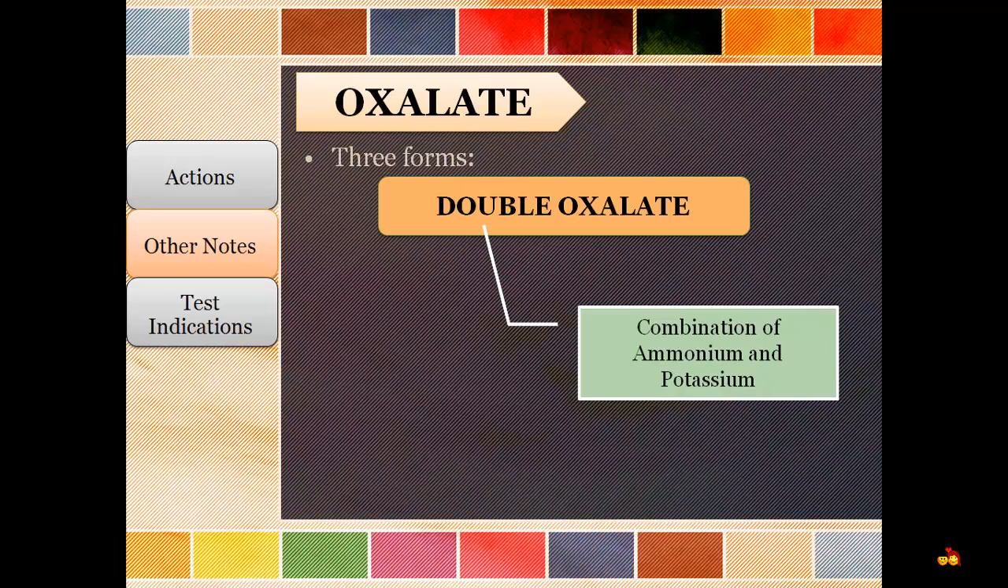oxalate. So, the double oxalate has the ratio of ammonium to potassium 3:2. 3 parts for ammonium and 2 parts for potassium. So, at this ratio, 3:2, our double oxalate is in balanced form. It prevents shrinkage of our RBCs. It also prevents swelling of our RBCs. So, do not forget the 3 forms of our oxalate. Again, potassium oxalate, ammonium oxalate, and the third one, which is preferred, the double oxalate, a combination of ammonium oxalate and potassium oxalate with a ratio of 3:2. 3 parts for ammonium and 2 parts for potassium.